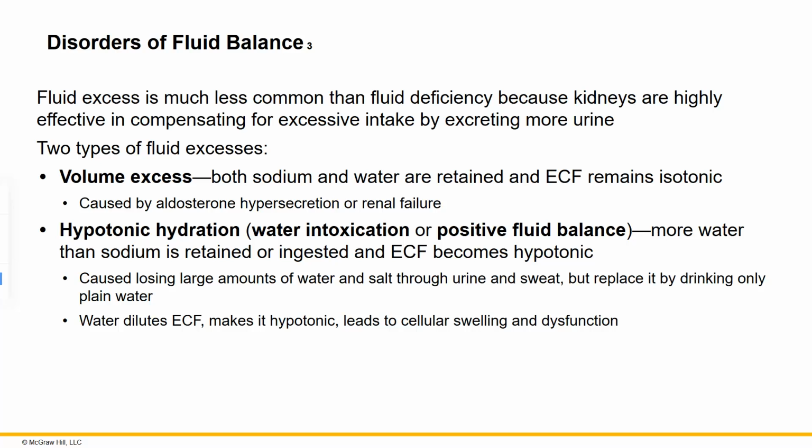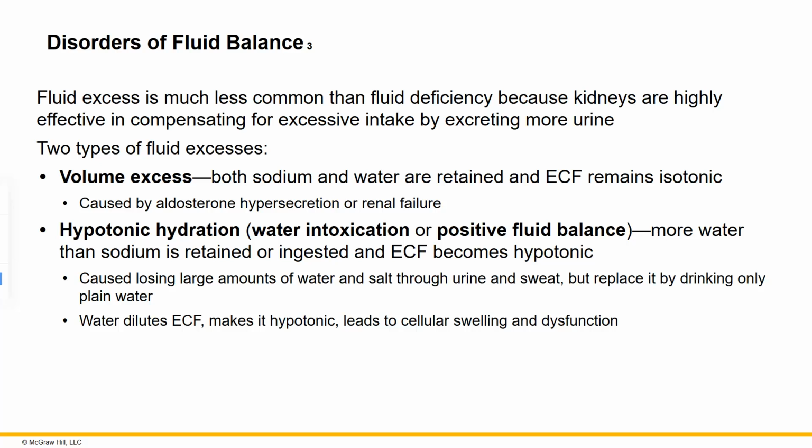Fluid excess is much less common than fluid deficiency because kidneys are highly effective in compensating for excess intake by excreting more urine. But there are two types of fluid excess: volume excess and hypotonic hydration. In volume excess, both sodium and water are retained and the ECF remains isotonic. It's caused by aldosterone hypersecretion or renal failure. Hypotonic hydration, or water intoxication, is also known as positive fluid balance. More water than sodium is retained or ingested, and the extracellular fluid becomes hypotonic.